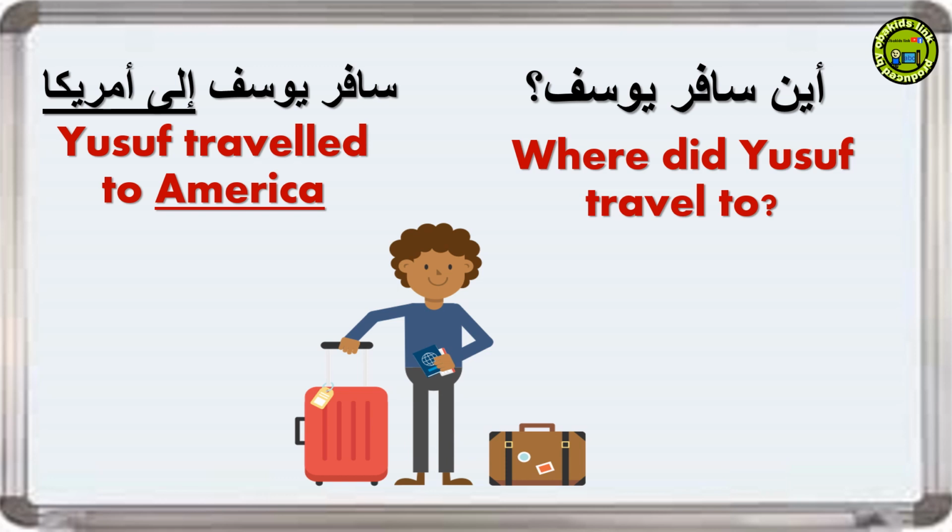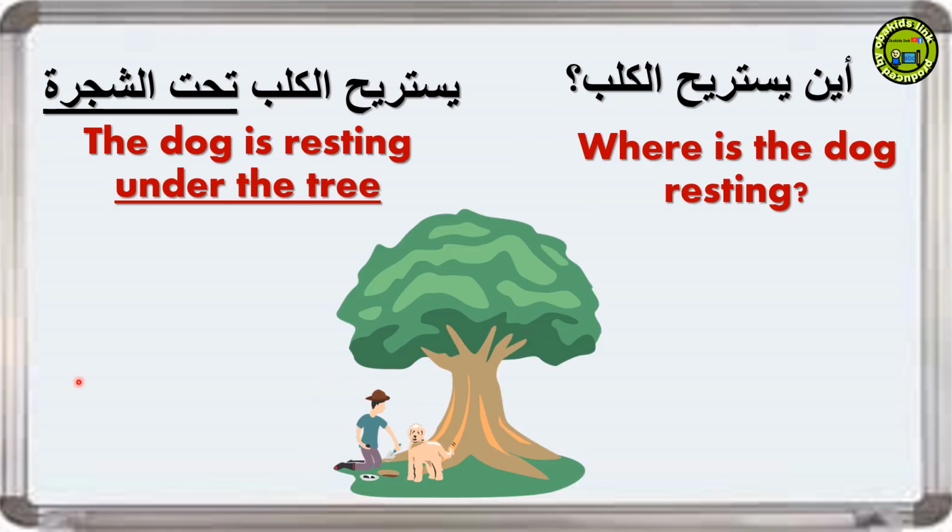Let's continue. Here is أين يستريح الكلب. أين is the interrogative particle, يستريح is the verb, and الكلب is the subject. أين يستريح الكلب means where is the dog resting.